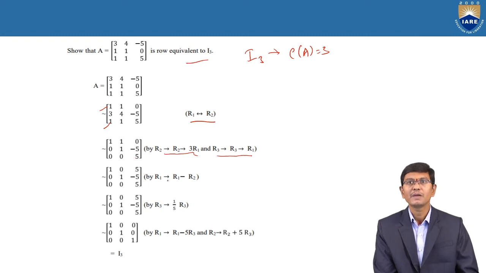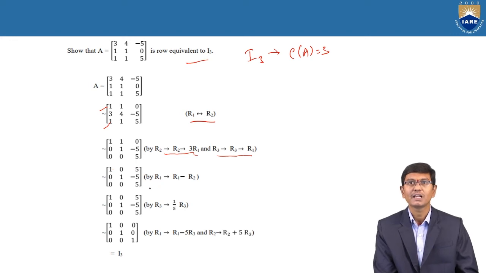Again, when we apply R1 minus R2, the matrix is changed to: first row 1 1 0, second row 0 1 minus 5, and the third row 0 0 minus 5 only. By applying R1 equal to R1 minus R2, automatically one value stays as it is, 1 minus 0 is 1, 1 minus 1 is changed to 0, and 0 minus of minus 5 is nothing but 5 only.